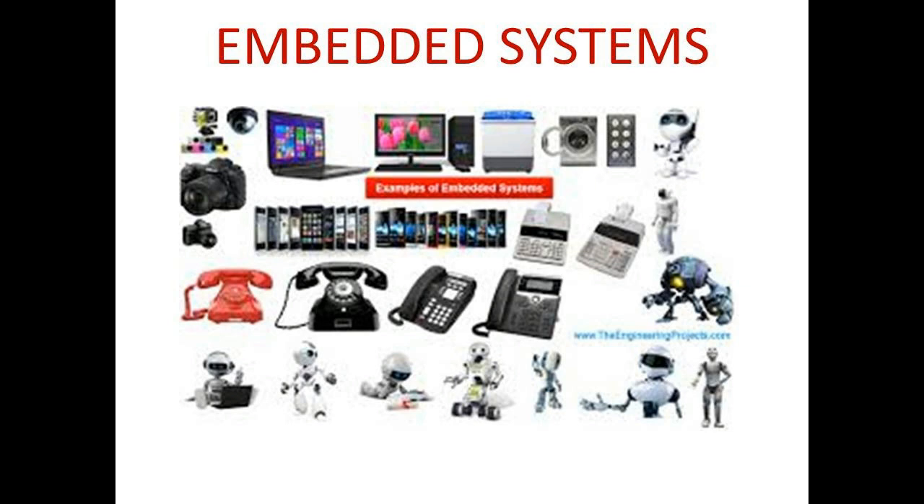Another name for embedded system is a microcontroller. Some good examples of a microcontroller would be a microwave oven and a washing machine. You all are familiar with this one. Washing machine and microwave oven. These are the best examples of embedded systems.